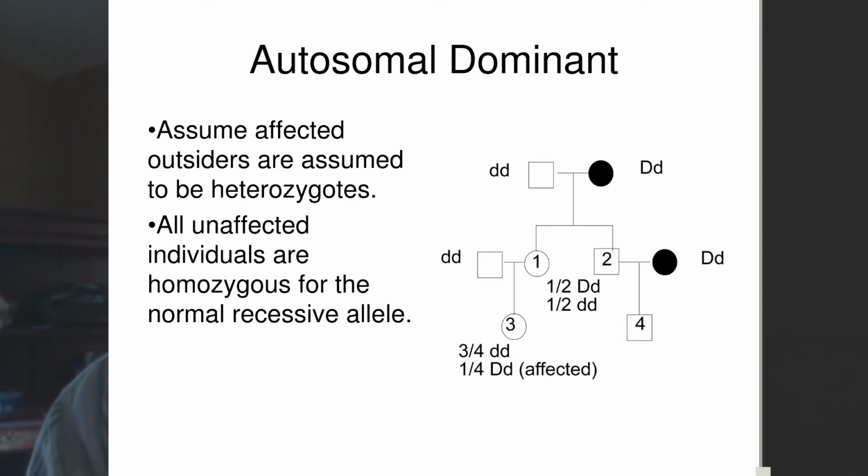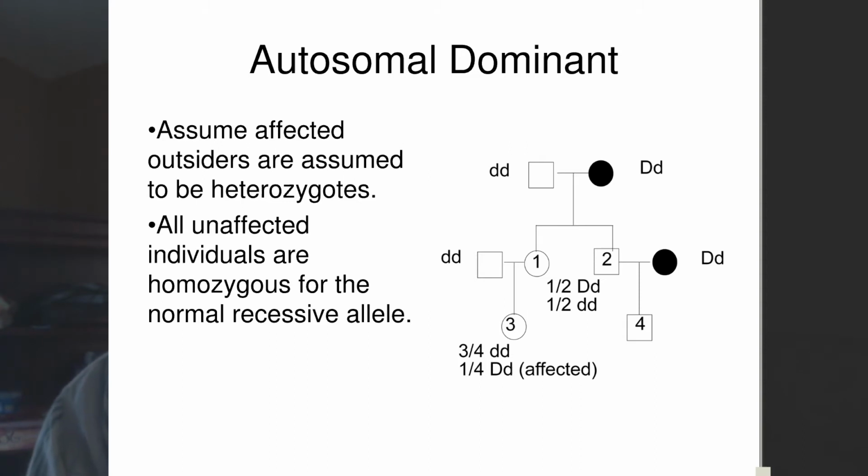And here we see this individual one has children with a homozygous recessive individual, and we see that then there's a 3/4 chance that they are recessive, homozygous, and 1/4 chance affected. How did we figure this out?